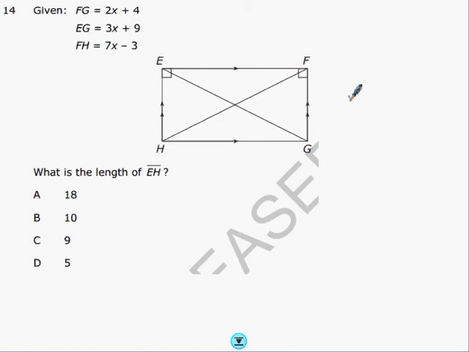Okay, so let's see. Let's fill these in. FG is 2x plus 4. EG is 3x plus 9, and FH is 7x minus 3. Okay, I'm tempted to say the diagonals are congruent, but all I've proven so far is that it's a parallelogram. Well, we've got right angles here and here, and we know opposite angles are congruent in a parallelogram. This is a rectangle, so our diagonals are actually congruent. The diagonals are 3x plus 9 and 7x minus 3.